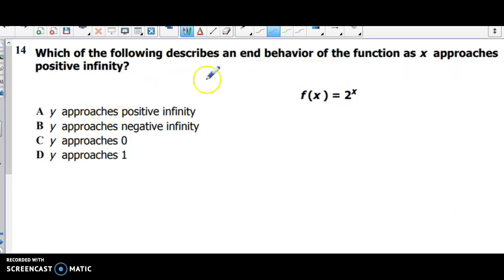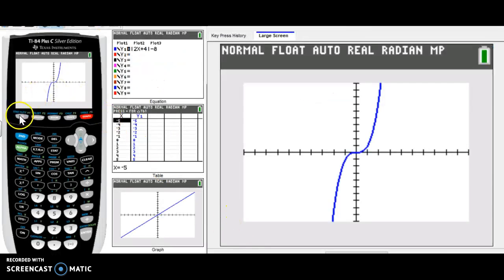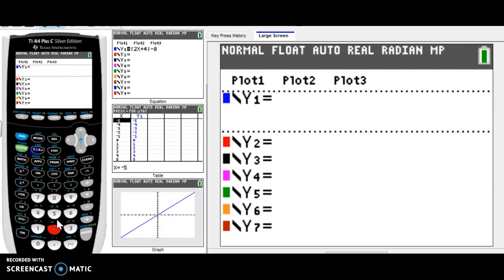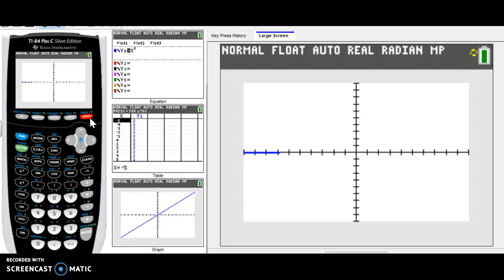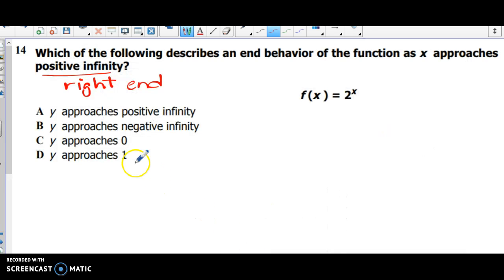Again, we want to know as x approaches positive infinity, so this is the right side of the graph, the right end. So let's plug this in. y equals 2 to the x power. 2, we raise it to the x power and graph it. Remember, we're looking for the right side of the graph. So is this one, what's happening on the end here? It's pointing up. So if it's pointing up, y approaches positive infinity.